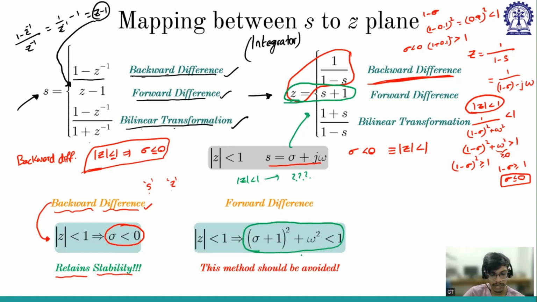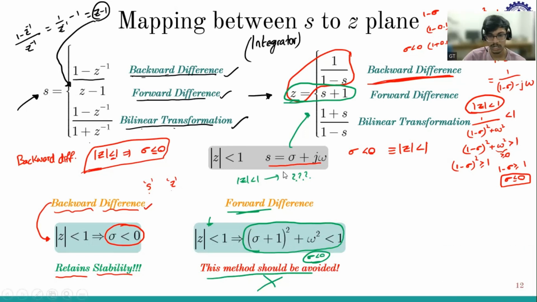So this is my equation. This is not equivalent to sigma less than 0, right? So it is giving me something else. If my system is stable here, it is not exactly telling me that it is stable in S domain. So the stability is not the same in both S domain and Z domain if I use forward difference. So this method should be avoided. We cannot use forward difference, because if the system is stable in S domain and we transfer it to Z domain, it should still tell me that the system is stable, but it is not saying that.